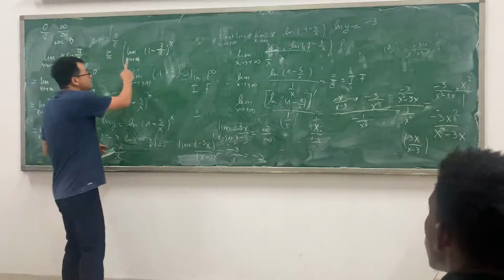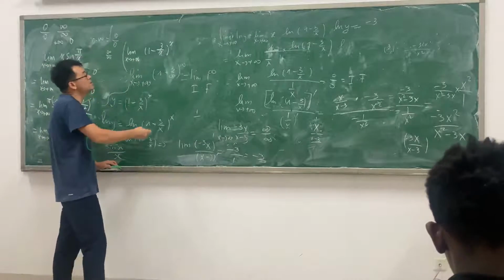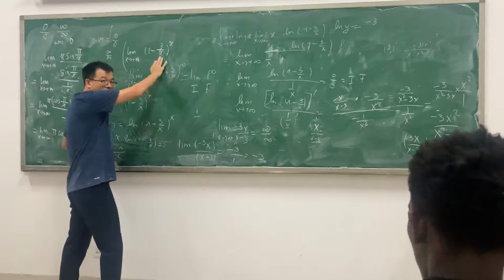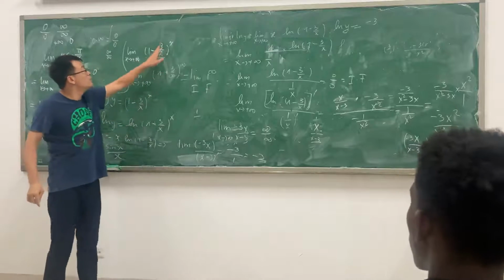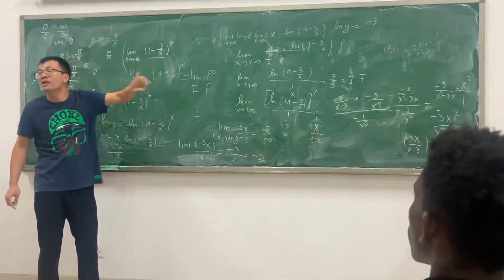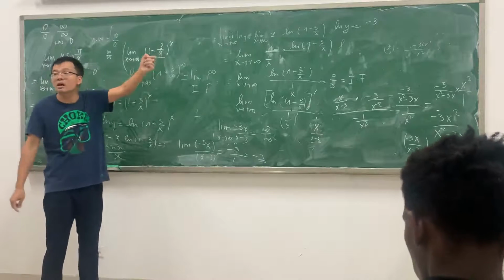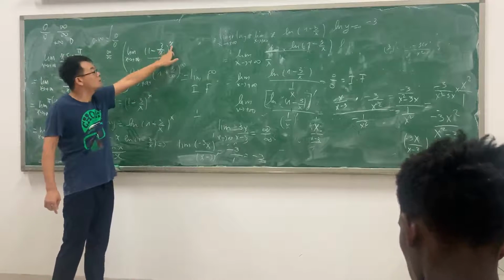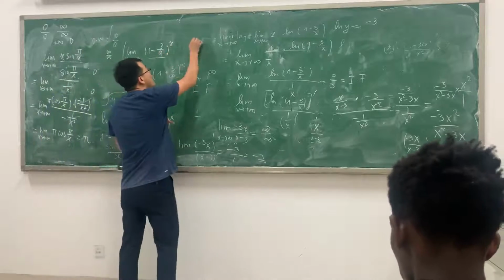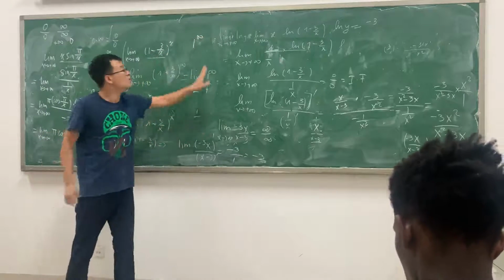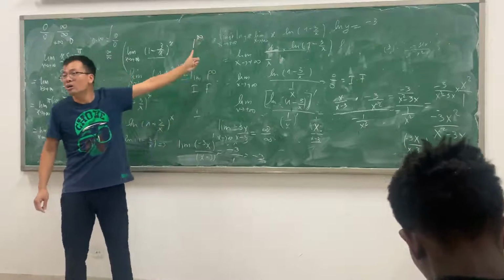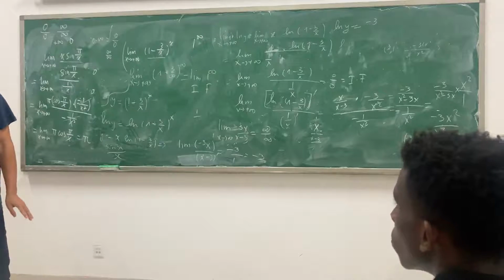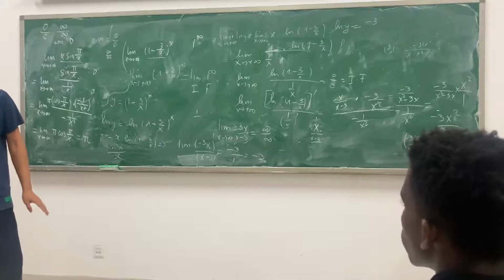And this one, you can see here, x approaches plus infinity of 1 minus 3 by x. This one approaches what? 3 by x approaches 0, so 1 minus 0 is 1. So here is 1, and here is infinity. So here is 1 to the power infinity. So how to do it? Not transform, take the ln on both sides.